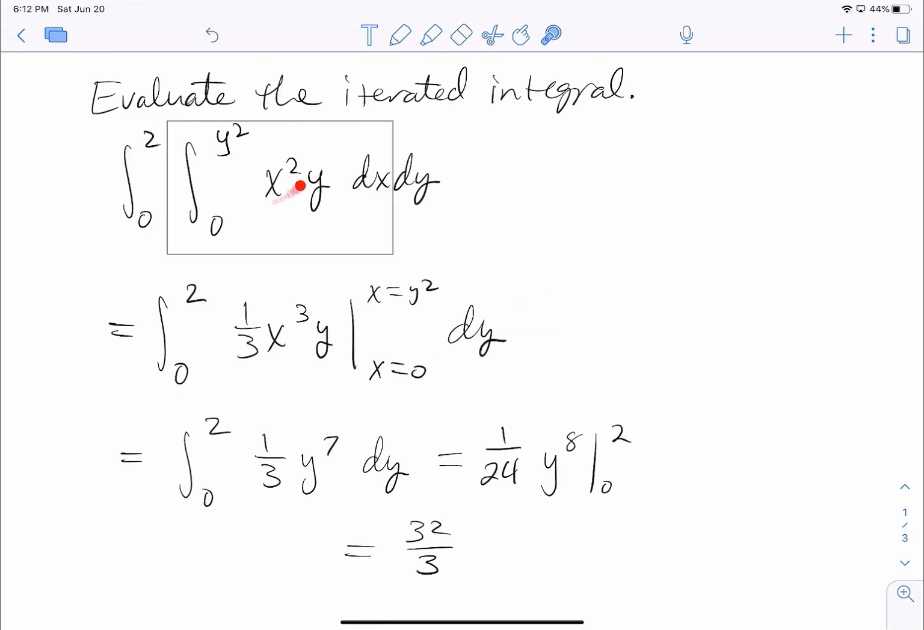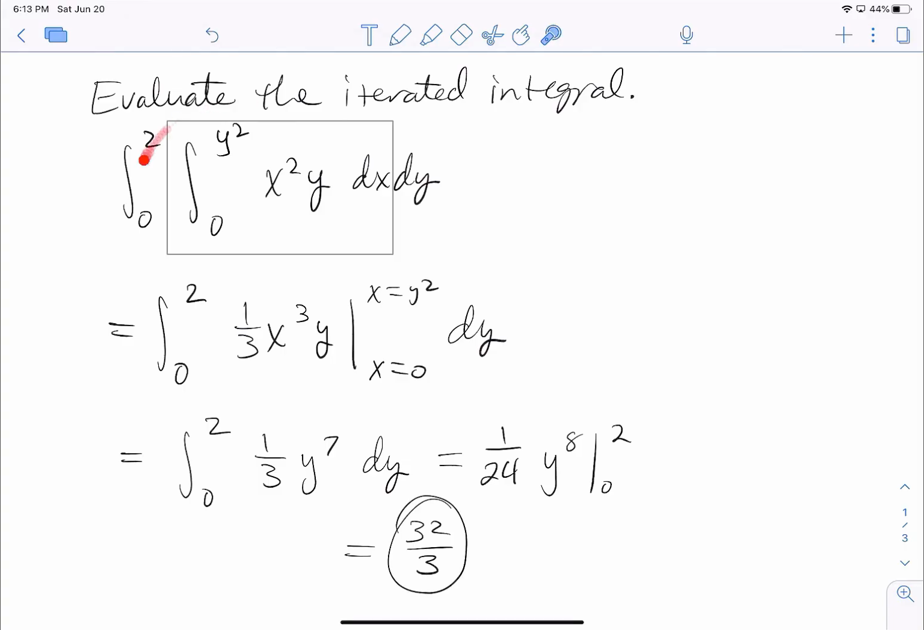Hopefully when you integrated with respect to x, you ended up with the integral from 0 to 2 of 1/3 x cubed y. X is going to go from 0 to y squared, and we still will integrate with respect to y, so there's still a dy. Substituting y squared in place of x, we end up with the integral from 0 to 2 of 1/3 y to the 7th dy. Using the power rule yet again, we have 1/24 y to the 8th evaluated from 0 to 2 for a value of 32/3.